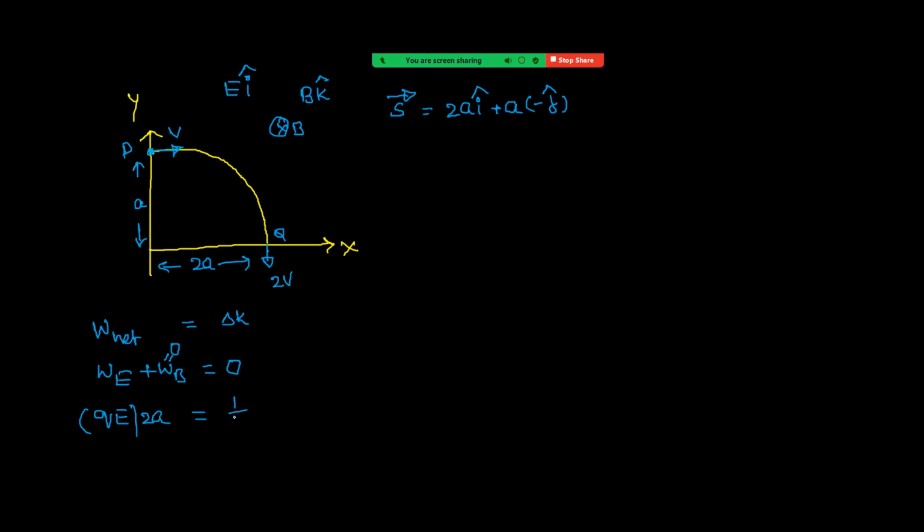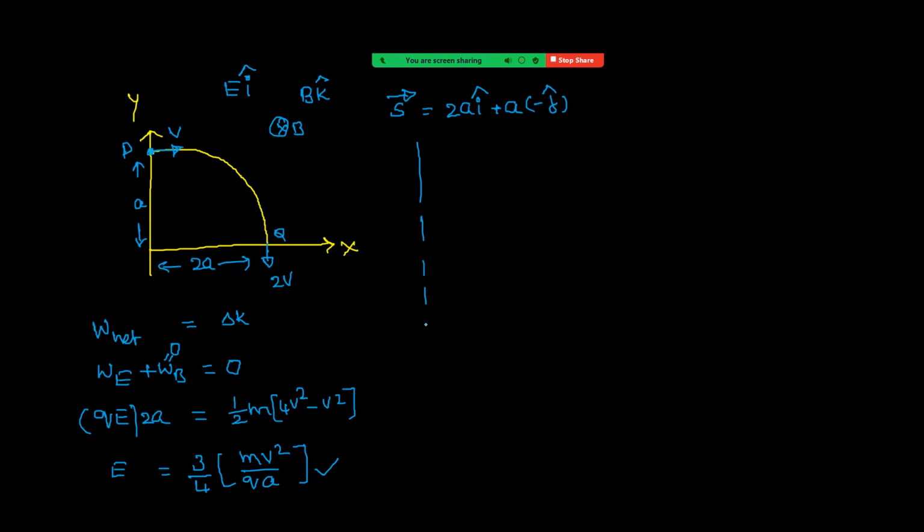That is equal to half m into 4v square minus v square, right? So from this, the E value: 4 minus 1, 3 by 4, the remaining is mv square upon qa, right? That is now the strength of the electric field.